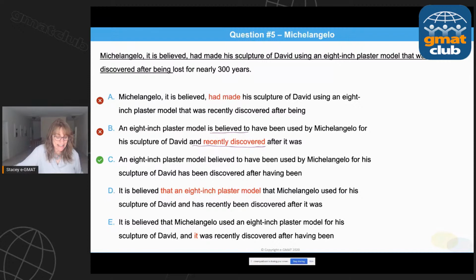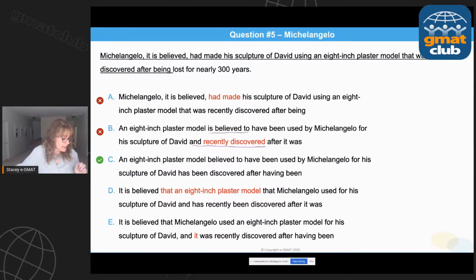Take a look at choice C. An 8-inch plaster model believed to have been used by Michelangelo for a sculpture of David has been discovered. All works perfectly well. Now, students often reject this choice because of the passive voice and the structural change. Passive voice is perfectly fine to use. Some authors love to use it. This is a writer's choice. It is not automatically to be rejected on GMAT, and structural changes are allowed. There's nothing logically wrong with this choice, nor is there anything grammatically wrong.